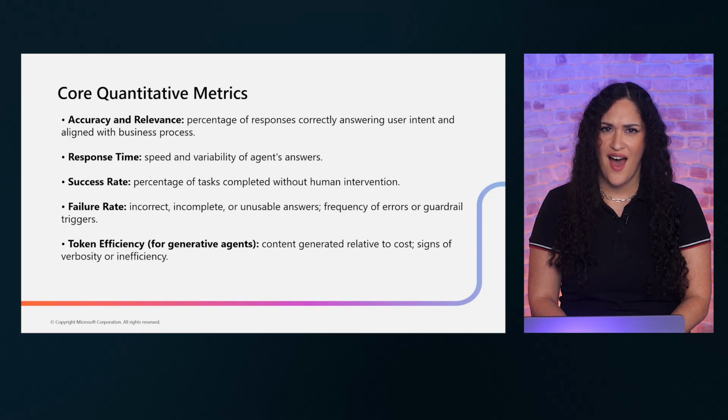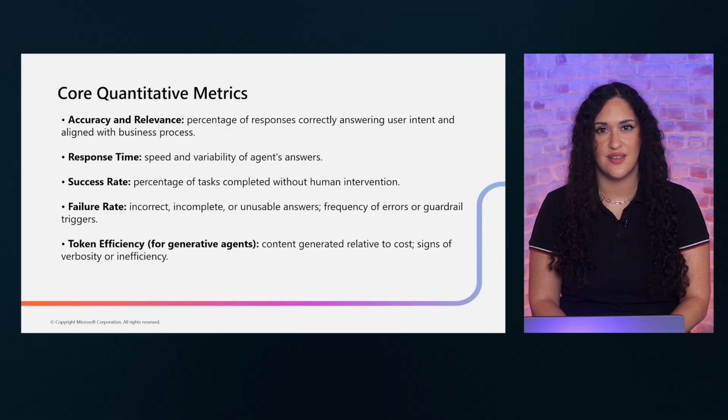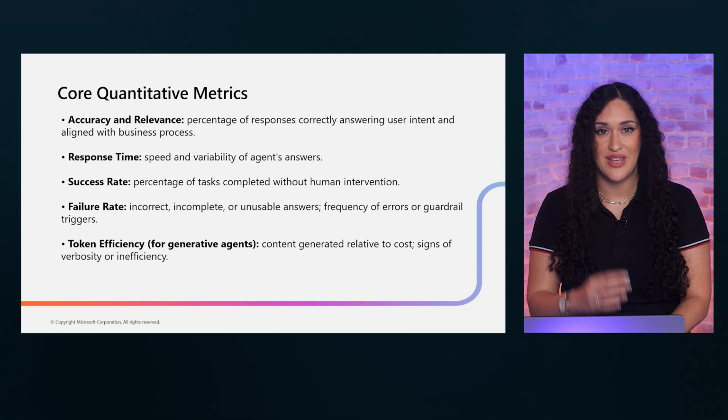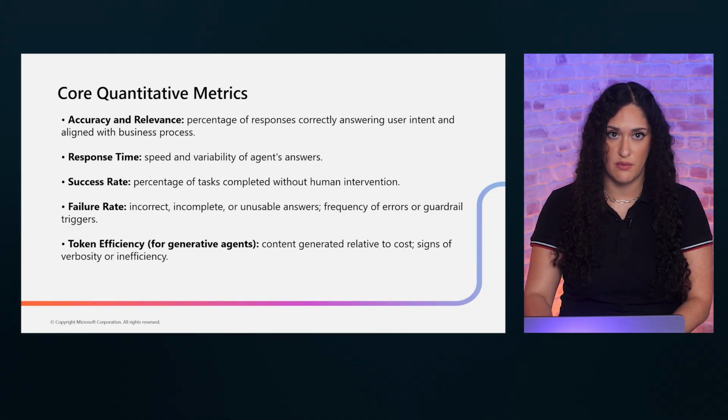Failure rate. How frequently do you see incorrect, incomplete, or unusable answers? And token efficiency. For generative agents, are you getting quality output relative to cost, or is the agent being verbose and wasteful? Make sure you set threshold targets for each metric before the testing begins.